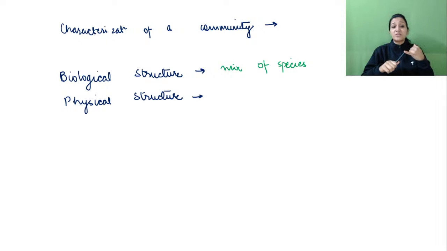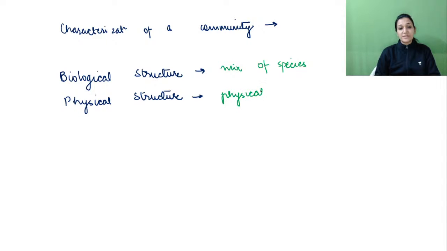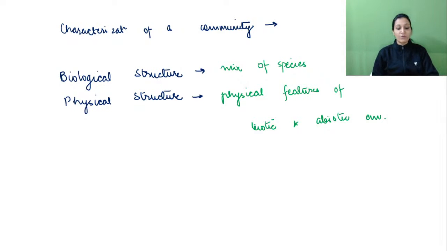When we are talking about physical structure, we are going to include the physical structure of the biotic and abiotic environment: what kind of species are prevailing, what is the size of those species, how much space they are occupying. These all things will come under physical structure when we are going to characterize a community. So, physical features of biotic and abiotic environment. Both of these are going to be included in the characterization of a community.